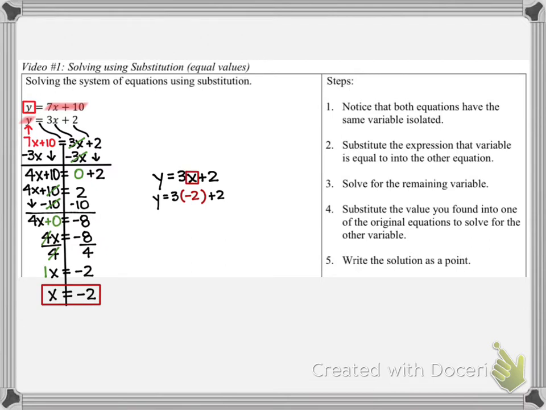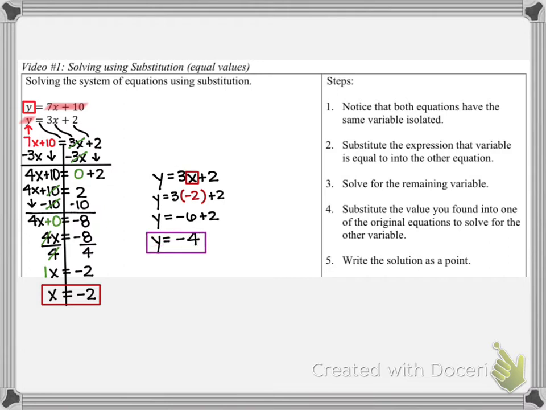Now from here, you'll notice that the y is already by itself, which is kind of nice. So all I need to do is perform order of operations on the right-hand side. So if we take a look at this, I have 3 times -2. I'm going to do that first. That's going to give me -6. Drop down the plus 2. And then I'm going to combine -6 and +2. So I'm going to get y is equal to 4.